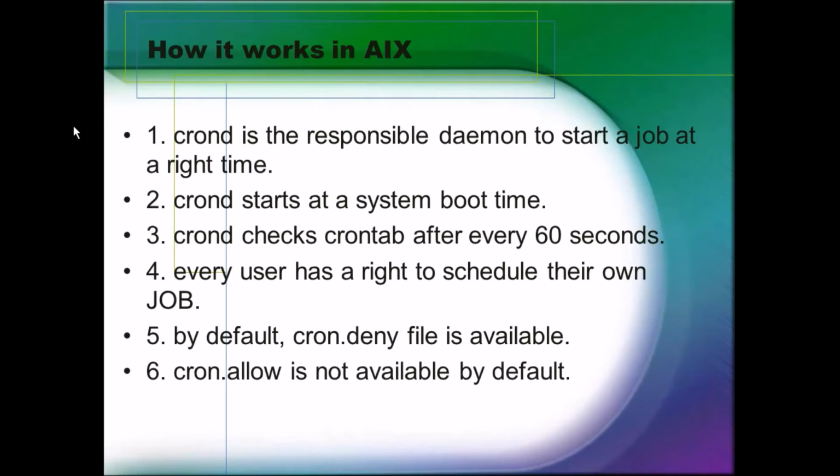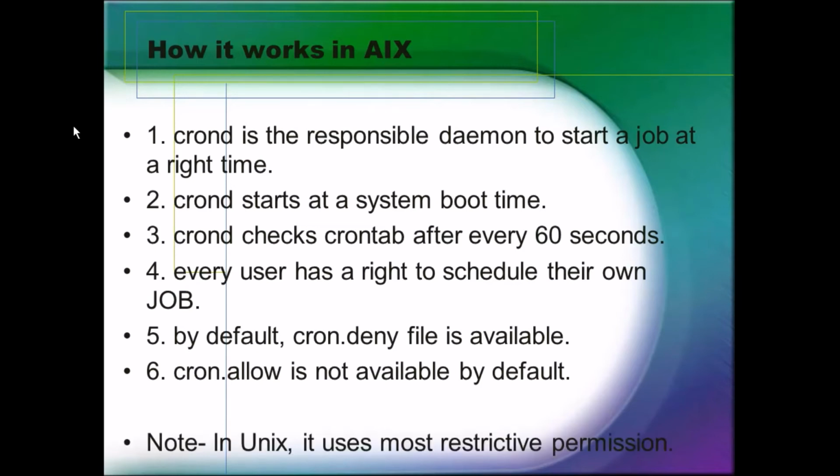And if you want, you can create the cron.allow file. By default, it is not available in the AIX operating system. Now, cron.allow is a very risky file, I would say. Let's say we have 100 users and we add a single user in this cron.allow file. What does that mean? Only one user can schedule a job, and the rest of the 99 users cannot schedule their own jobs. Why? Because Unix uses the most restrictive permission. This rule is common in all Unix environments, and AIX is also one of the Unix flavors, so this rule applies here also.